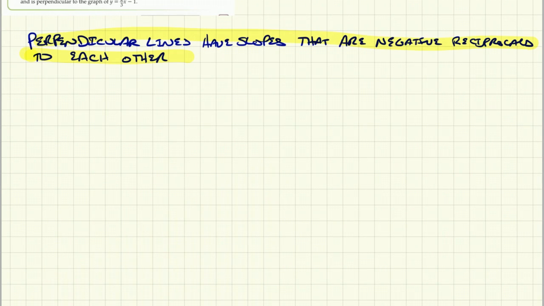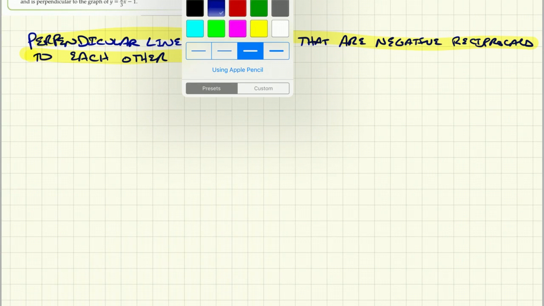So let's take a look at this problem. Write an equation in slope-intercept form for the line that passes through (4, 7) and is perpendicular to the graph of y = 2/3 x - 1. They want the new equation to be in slope-intercept form. What is slope-intercept form, you may ask? Oh, we know what slope-intercept form is.